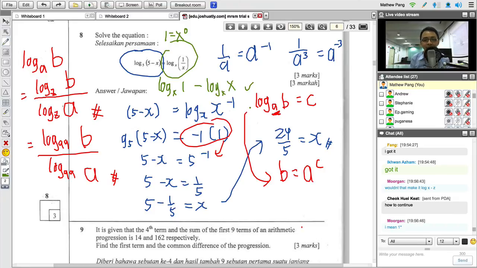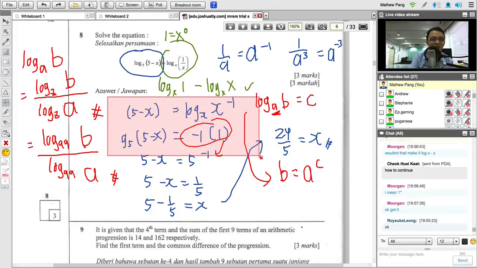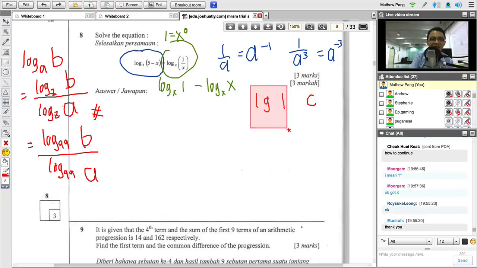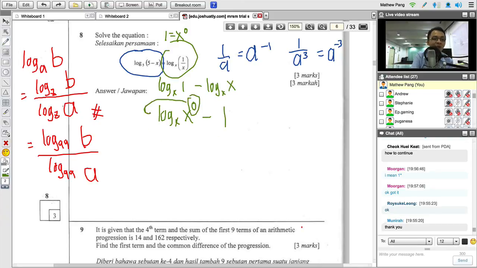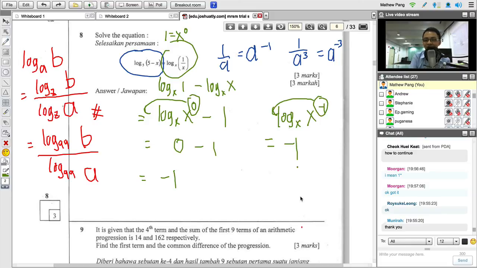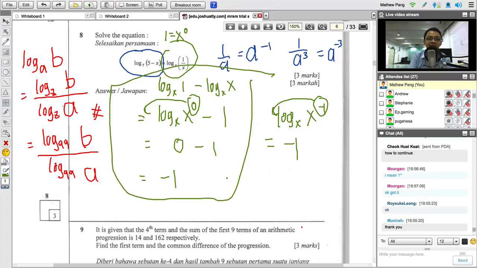Let me explain a bit further for some students, because I just hope you can understand and do the exam tomorrow. This one becomes log x power of 0 minus log x is 1. The 0 I move in front, so it becomes 0 minus 1, and I get negative 1. Because this one is log x power of negative 1, I move the negative 1 in front and I get negative 1 straight away. You can use both, but this one wastes more time. If you understand this one, both will give you the same answer.